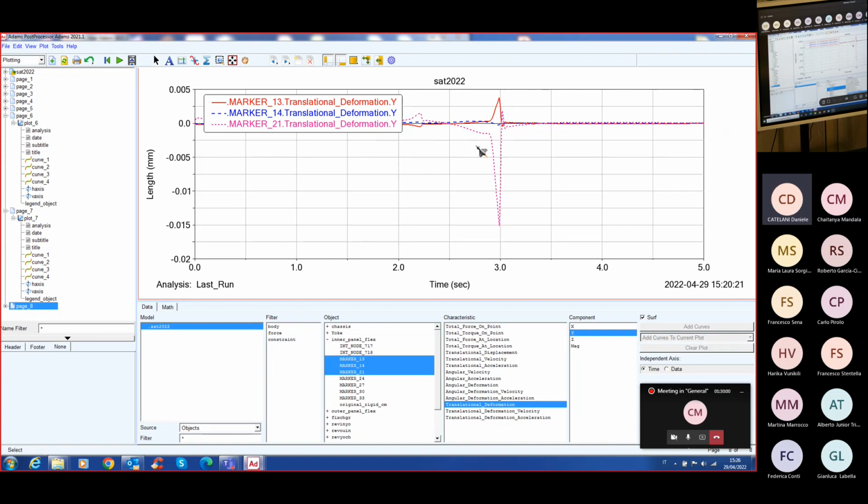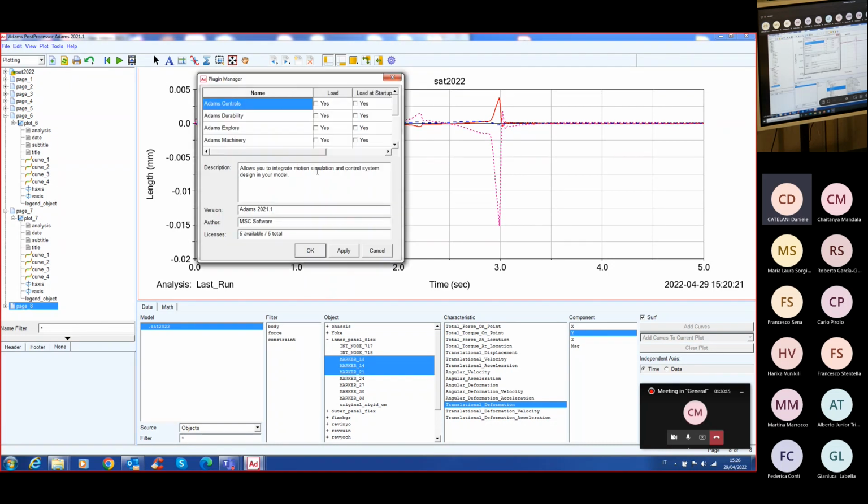So another interesting thing is the following. Go to Tools, Plugin Manager. If you click on Tools, Plugin Manager, you can open other modules of Adams for performing mechatronic analysis, Adams Controls, machinery analysis with the gears, cables, etc., vibration analysis with the frequency solver, and durability analysis for strain and stress evaluation in Adams on flexible body.